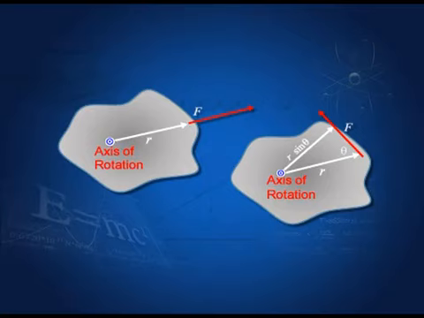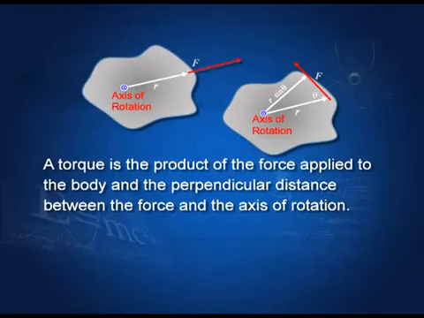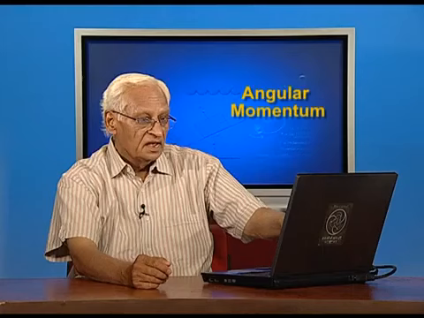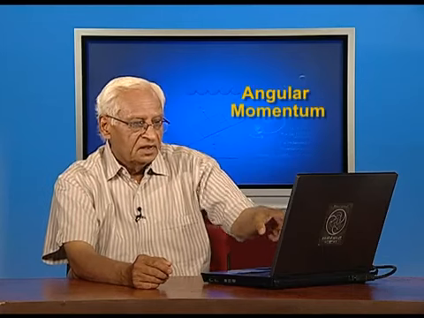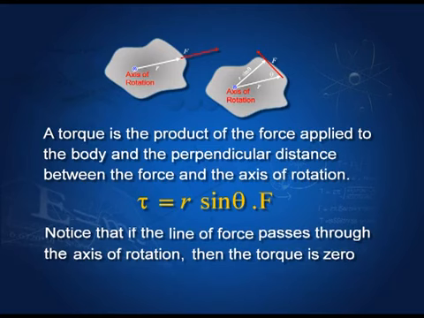rotation is r sin theta, and therefore the torque is defined as the product of the perpendicular distance from the axis of rotation of the force F multiplied by the force F itself. So, torque is r sin theta times F. If F is in the same line as r, then the torque is 0, because the cross product of r and F is 0. You see, we had r sin theta into F.